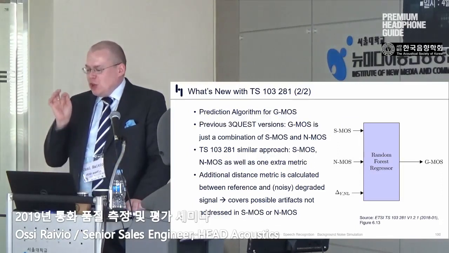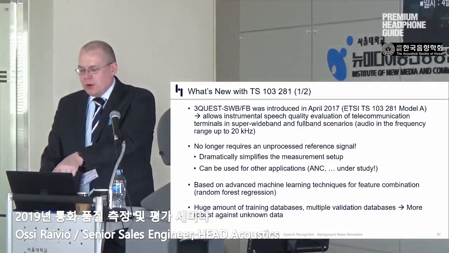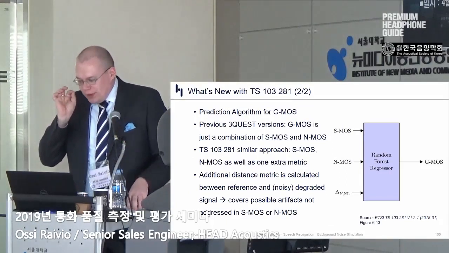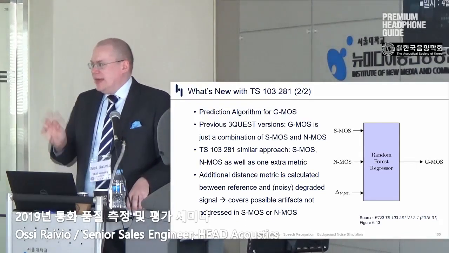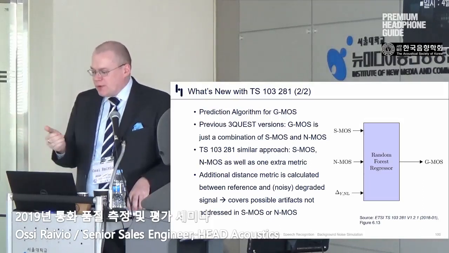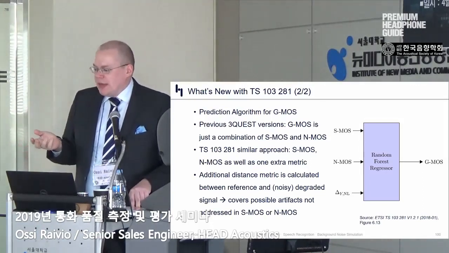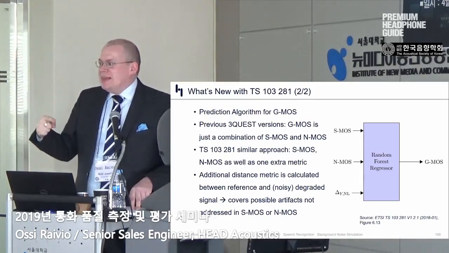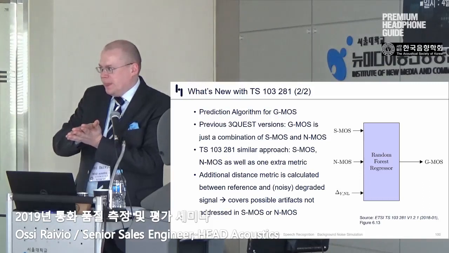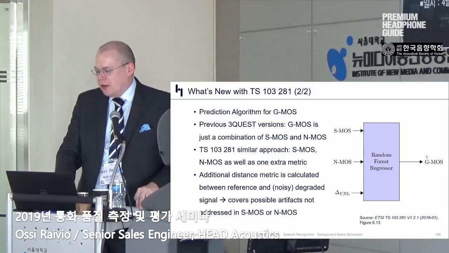Furthermore, there is how the G-MOS is calculated. So when you take this slide, what's new with TS 103 281, you can find this text there as the last set. So the big difference is how the G-MOS is calculated. It is no longer just a second order polynomial from the S-MOS and N-MOS, but there are actually three inputs going again into a random forest regressor, so machine learning. There is the S-MOS, N-MOS, and then there is a correlation between the clean speech and the processed signal. So there is an extra correlation between the signals that is fed into the calculation algorithm to calculate the G-MOS.